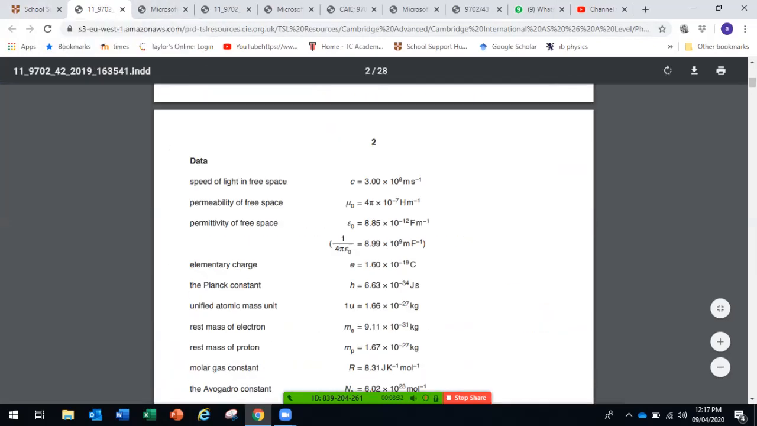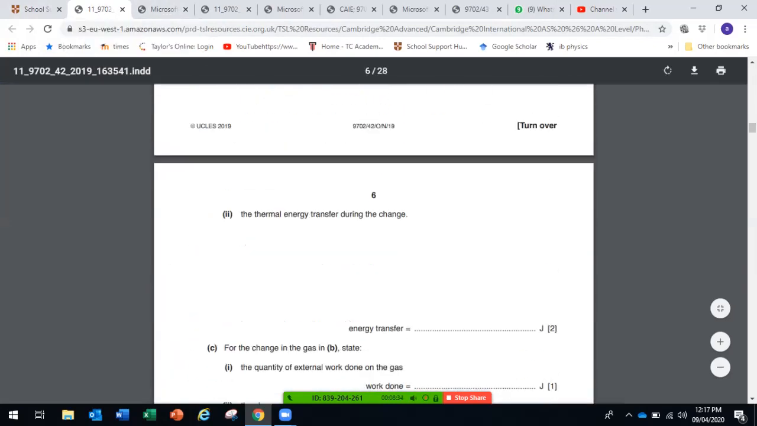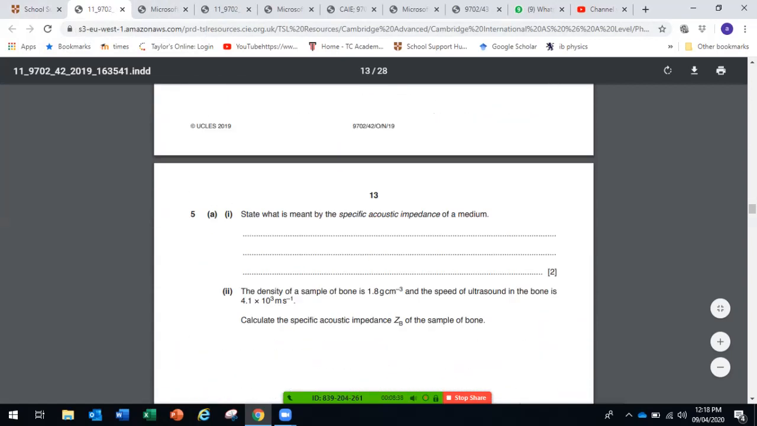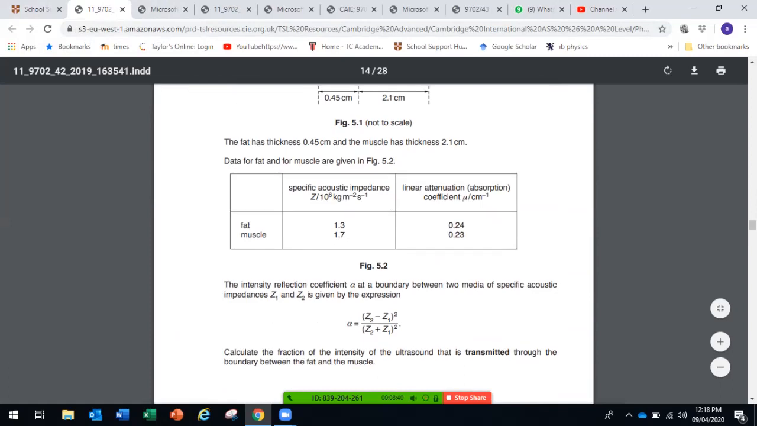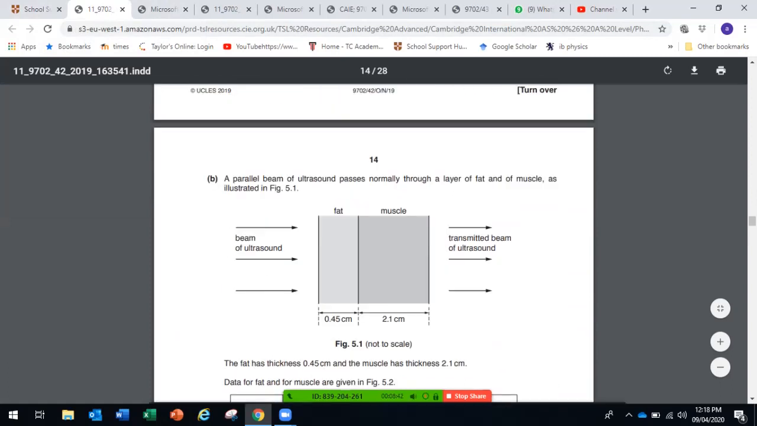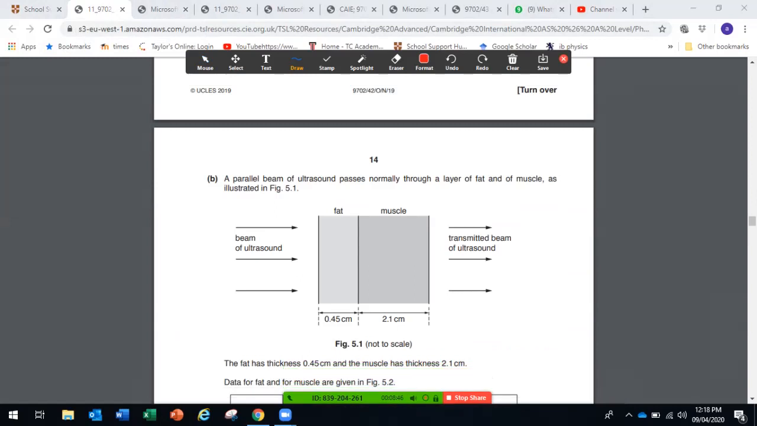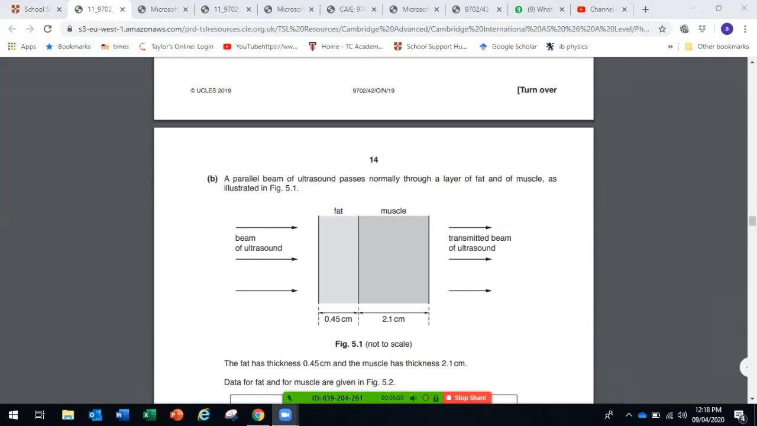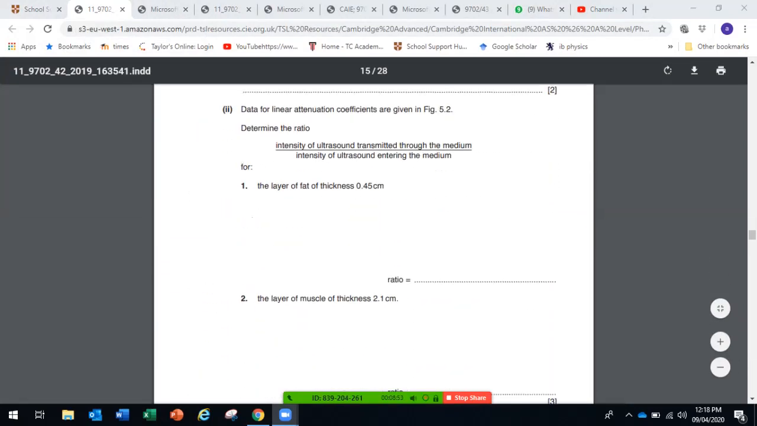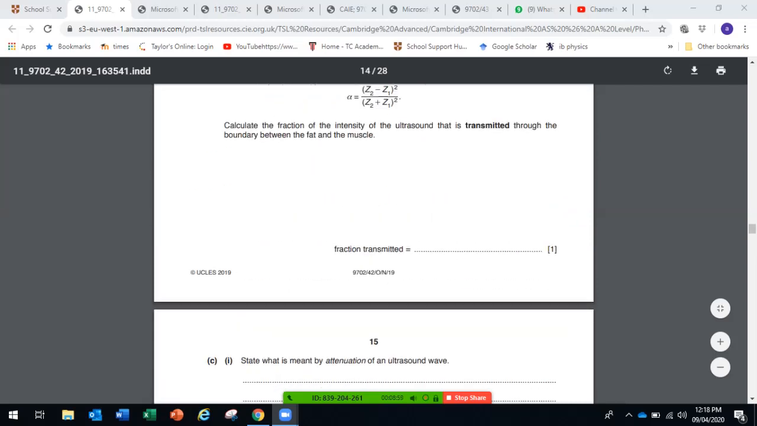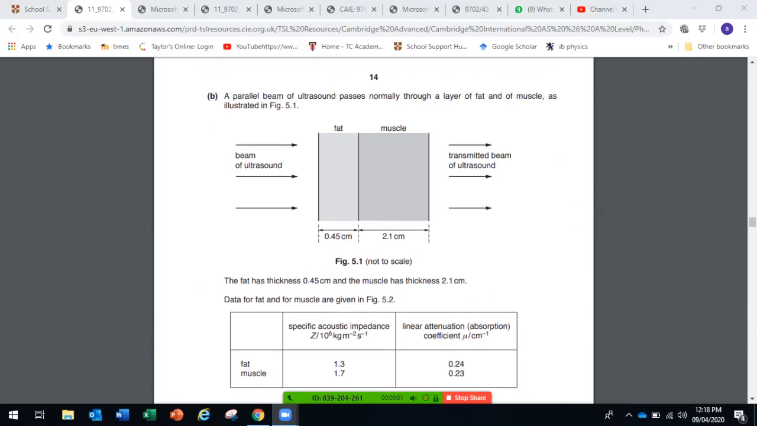Okay. Which question? Yeah, this question. Do you still have any questions? Sir, you told me you'd get back to me. This question is actually asking from muscle to fat, from fat to muscle, right? Yes. Determine the vector intensity entering the layer of fat. Question D, sir. Yes, that's the one. To the layer.